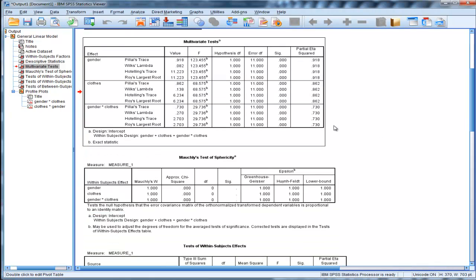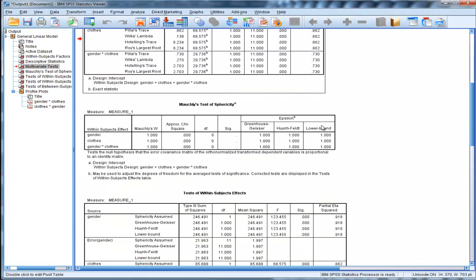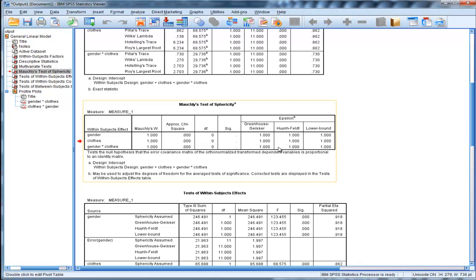There are contexts where you might want to look at that, and this is not one of them. Here's Mauchly's test of sphericity, and people were often surprised that they didn't get a result here. And you never get a result in Mauchly's test of sphericity when you only have two levels within each of your factors. Sphericity only really makes sense when you have three or more levels within a factor. It's impossible when you only have two. So it doesn't apply here.